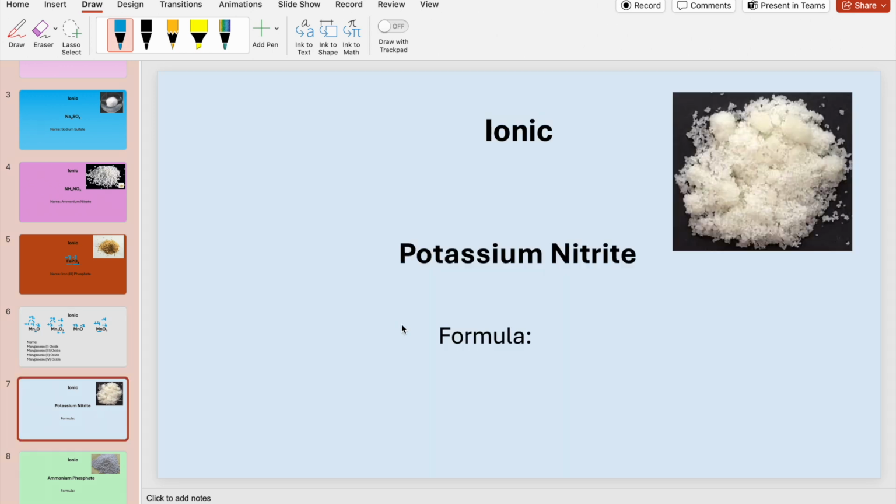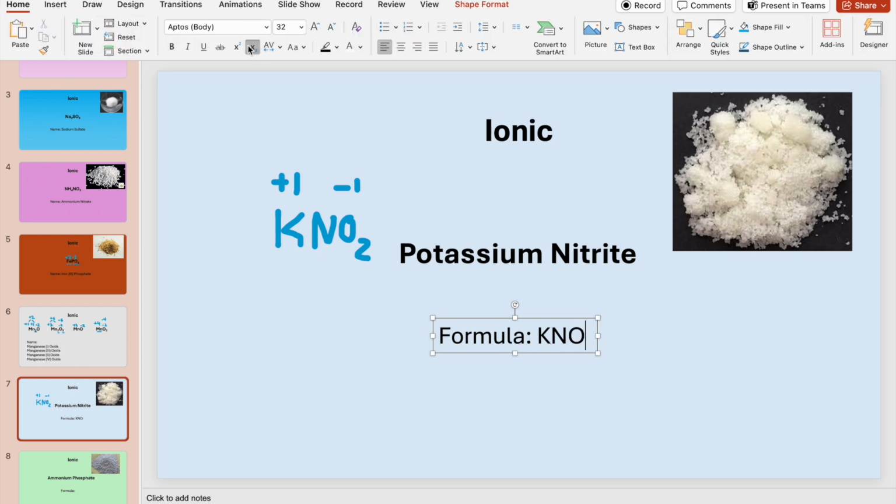So, now we've done names. Let's do formulas. I know I'm going fast. This is crash course. Potassium here is K, and nitrite is NO2. And when you look at the charges here, potassium is group 1, so +1. Nitrite is -1. So you're good. KNO2, and you're done. So formula here, KNO2. There you go. Okay.